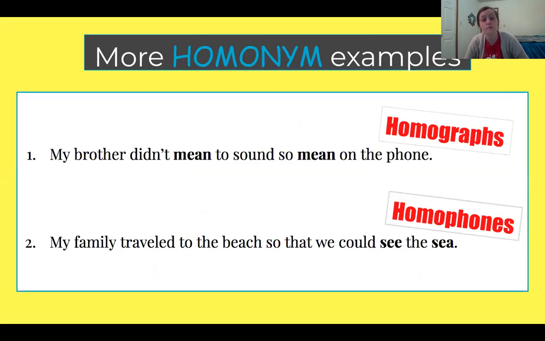One example would be mean. My brother didn't mean to sound so mean on the phone. That first mean is like he wasn't trying to, that wasn't his goal. Whereas the second mean there means like harsh or rude, right?